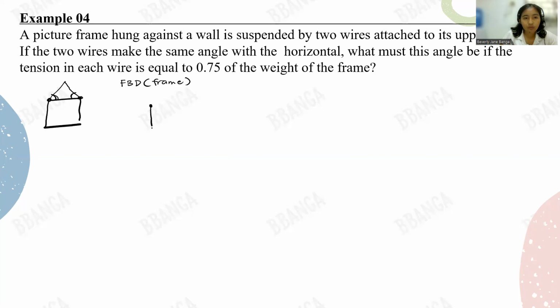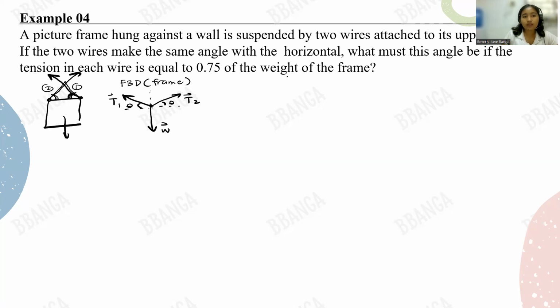And so, meron tayong weight niya, no? Weight ng frame natin. And then we have, let's call this rope 1 and let's call this rope 2. So, rope 1 is hinihila niya yung frame pa ganyan. And rope 2, hinihila niya yung frame sa kabila naman. Okay, so you have T1 here and T2 here. Okay, and they make the same angle with the horizontal. So, ito yung angle na yan. So, that's basically this one. Okay, yan yung angle na tinutukoy natin.